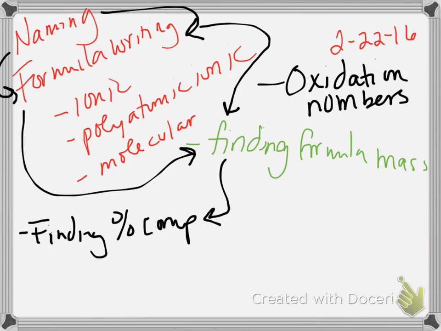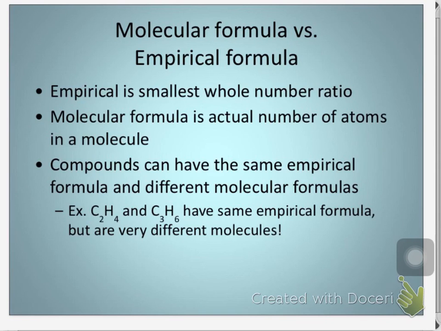So before we can do that, we have to understand the difference between empirical and molecular formulas. So let's talk about that momentarily. Okay, so what you've been dealing with up to now, well, actually you've dealt with both of these, you just didn't know it. So empirical formula is just, and I know, you can read, it's the smallest whole number ratio of elements in a compound. Molecular formula is the actual number of each type of atom in a molecule.